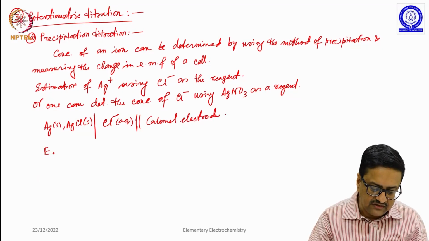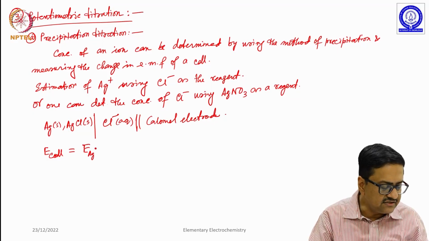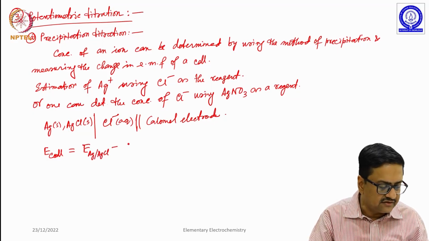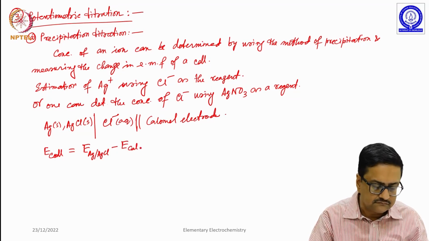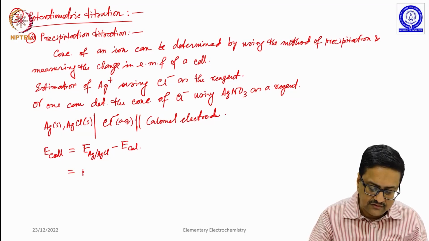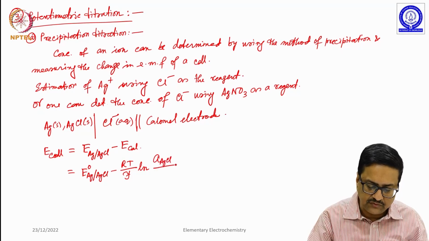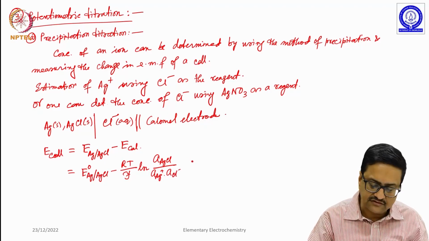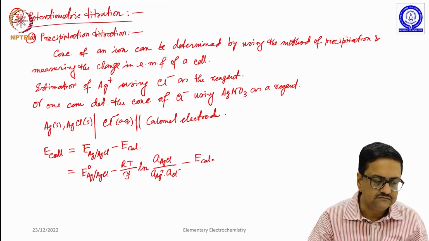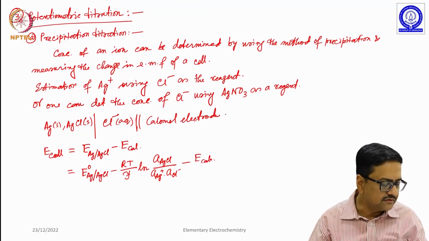So, the E cell or EMF of the cell is nothing but E of AgAgCl minus E calomel, or one can write E0 AgAgCl minus RT by F ln activity of AgCl divided by activity of Ag plus into activity of Cl minus, minus E calomel, right. Calomel electrode is a standard electrode.